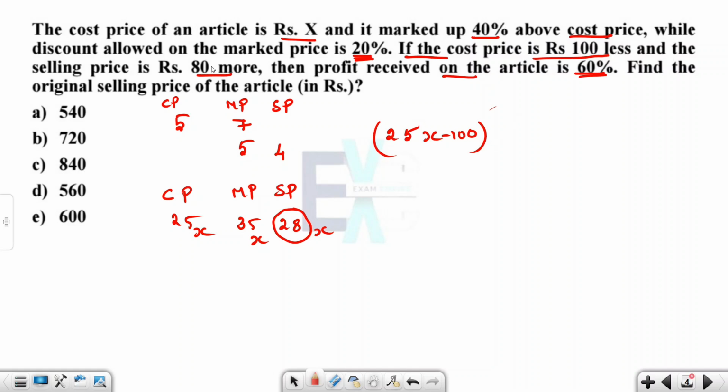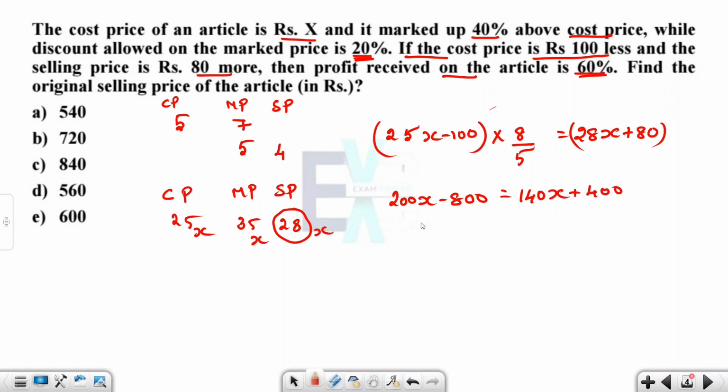When you are going to sell 80 rupees more when compared to the original selling price, that is, so how we will be writing 60% profit, which is nothing but 8 by 5 is equal to 28x plus 80. Okay, so now if you multiply, what you'll be getting, 200x minus 800 is equal to 140x plus 400, right? So from this, 60x is equal to 1200, so x will be 20, and what we need to find, original selling price.